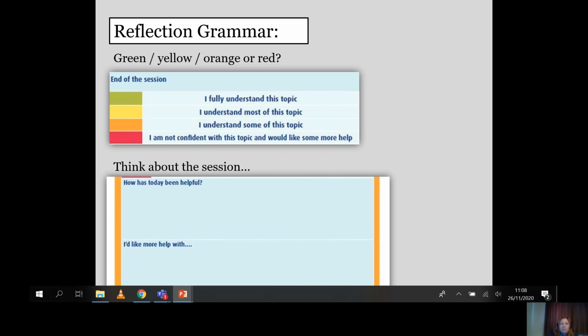Just take a moment to reflect. Where do you put yourself now? Do you know a bit more? Still not very confident? Or do you feel like you completely understand the topic? Where would you put yourself now?